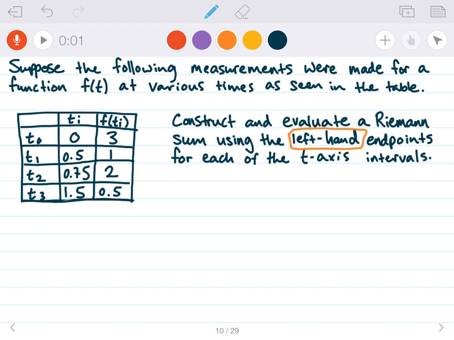So, I mean, I guess we can draw a picture. It doesn't matter.